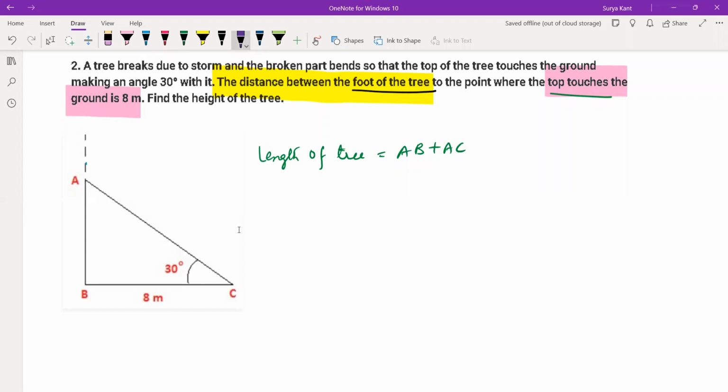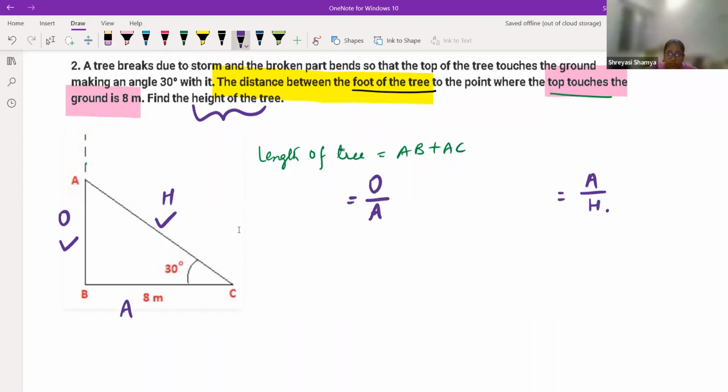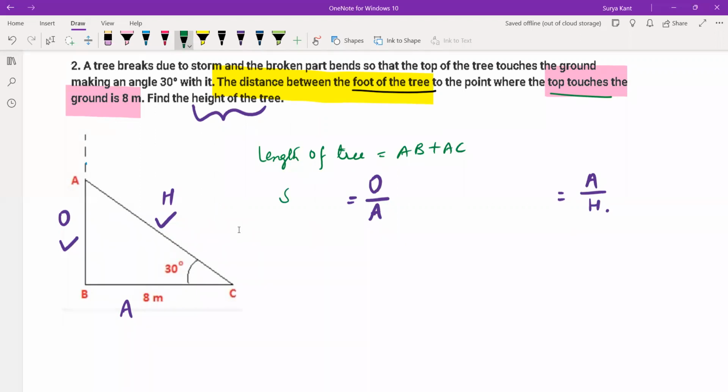Okay. Now we have to find the height of the tree. Children, we have to find AB as well as AC. So here what we know, this is opposite, this is adjacent, this is hypotenuse. Once we have to take the relationship between O and A, and once we have to take a relationship between A and H. It's clear to everyone what we are doing over here? Yes, sir. Once we are finding opposite, so we have taken O by A. Where O by A will come? Which angle? Sine, right?